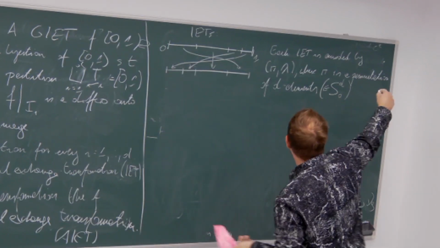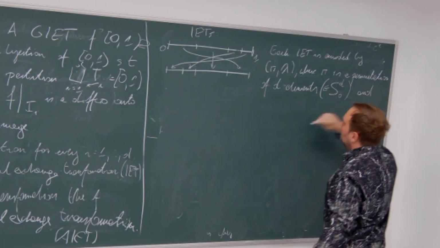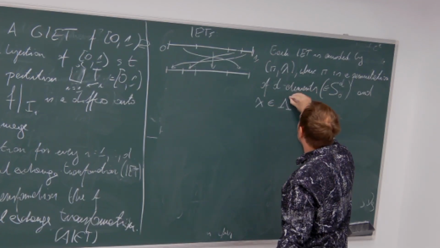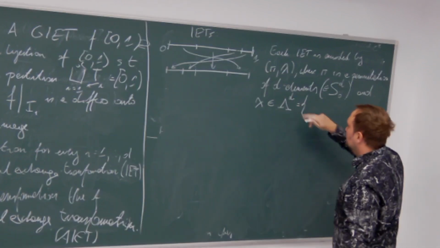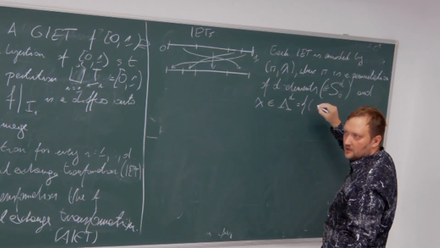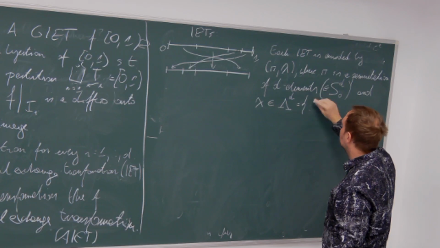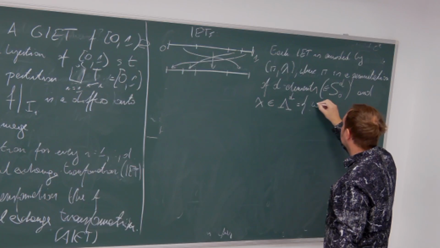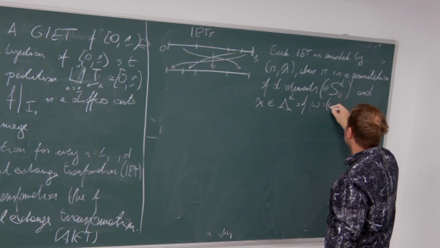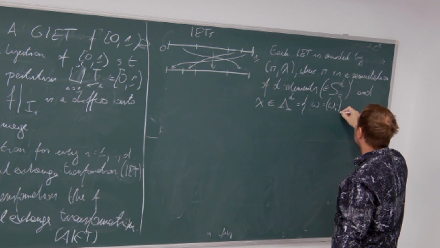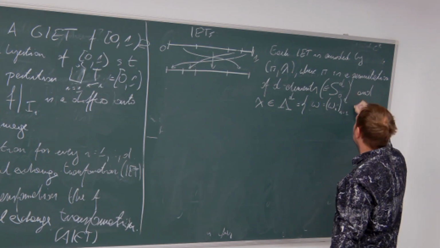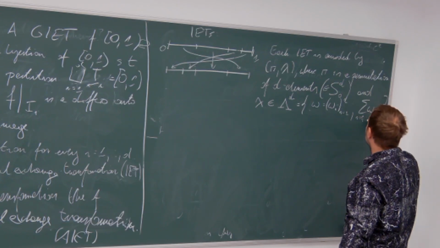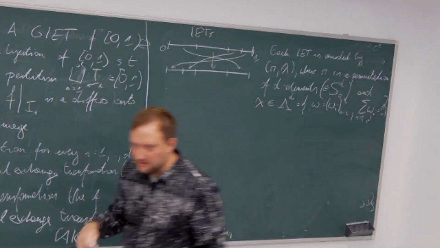Okay, and lambda is a parameter from the space lambda d, right? Where lambda d is the set of vectors, let's say w, w_i from i equal 1 to d, such that the sum of all of them is 1. Because they have to give a total interval.